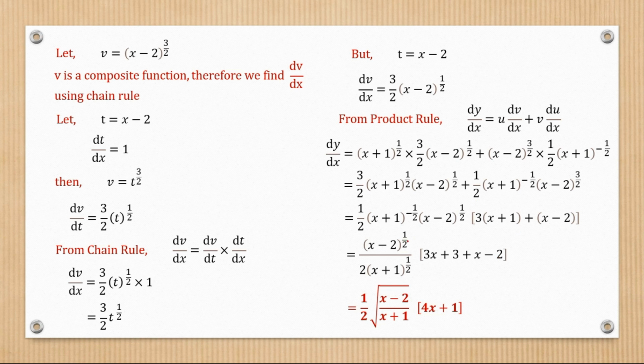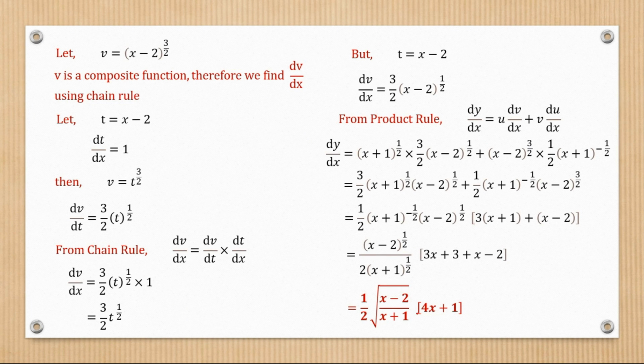But since both top and bottom here are to the power of a half, I can put them all under the same root, and then I have a half outside. And right here, remember we remained with 4x plus 1, and this shall be the answer we're looking for. Therefore, in the most simplified version, dy/dx is equal to a half into the root of (x minus 2) over (x plus 1) times (4x plus 1), and that's going to be our final answer.